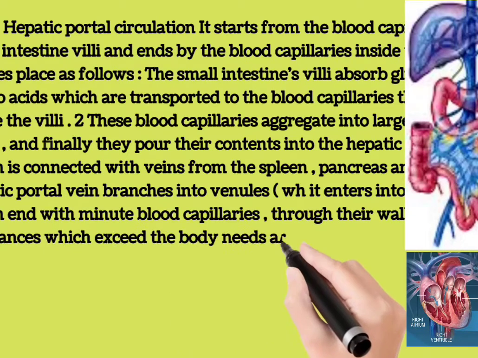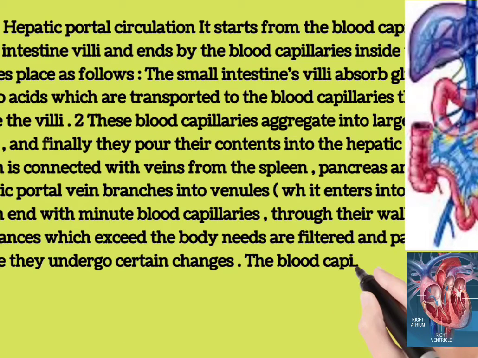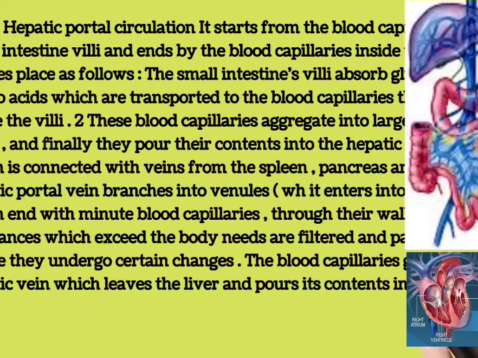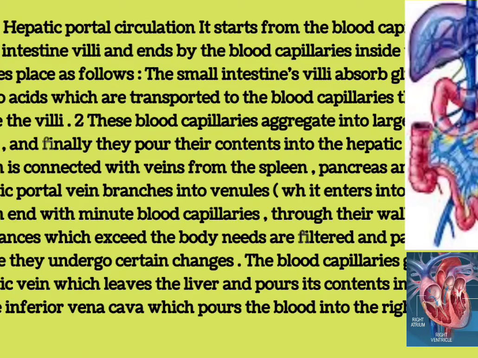The hepatic portal vein branches into venules, which enter into the liver and end with minute blood capillaries. Through their walls the excess food substances which exceed the body's needs are filtered and passed to the liver.